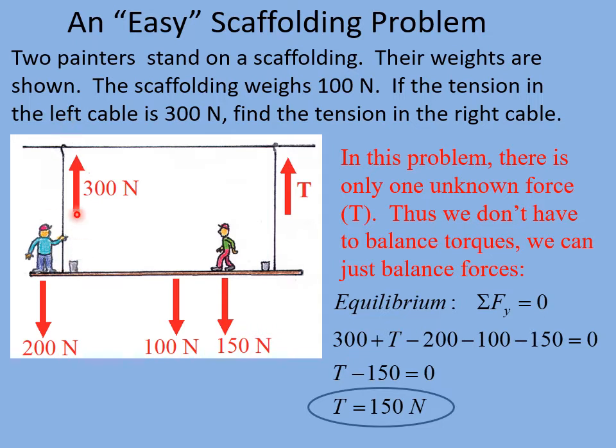In the positive direction, let's call that up, it's 300 newtons here plus T. And then all of these forces are pointing down, so we're going to subtract them: minus 200, minus 100, minus 150, and all of that has to be equal to 0 because we're in static equilibrium. So if you take these four numbers and add them all together, we get T minus 150 equals 0. Therefore, the tension in this cable is 150 newtons.